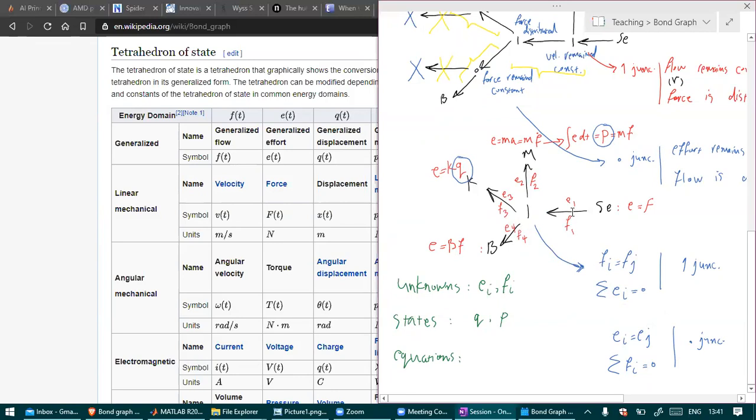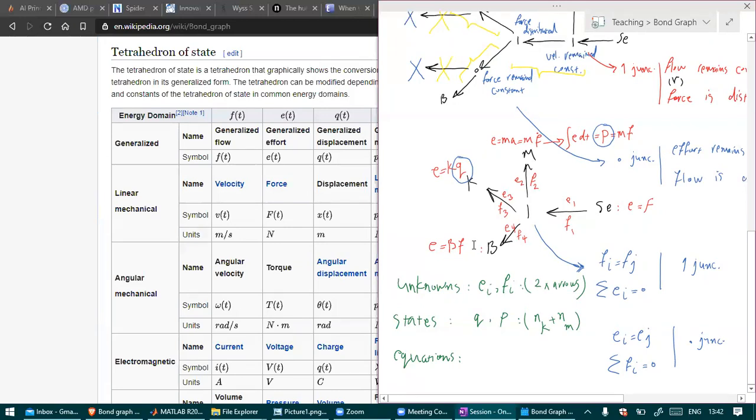So it's obvious that the number of unknowns is 2 times the number of arrows, and the number of states is the number of springs plus the number of masses. That's the number of states that we get, because the states appear only with springs and masses. Sorry, with springs and masses. For the dampers, there is no time derivative.